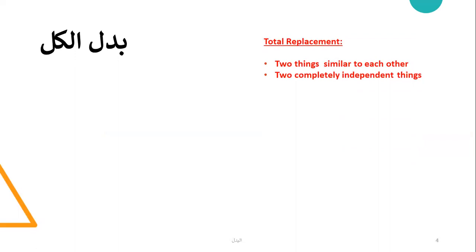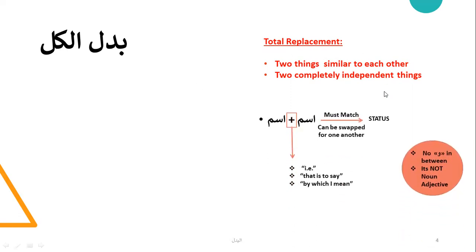We learned that it's a total replacement. So two types of replacement would be two things similar to each other and two completely independent things. That is what Badal al-Kul is. Also remember that these were the rules of Badal. The construction is ism plus ism. It must match in status and can be swapped for one another. And it has an implied meaning of that is to say, by which I mean. Also remember there is no wow in between and it's not a noun adjective. We are going to see all these rules at play in the example of Badal al-Kul.